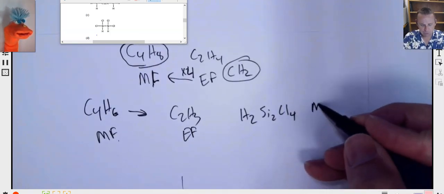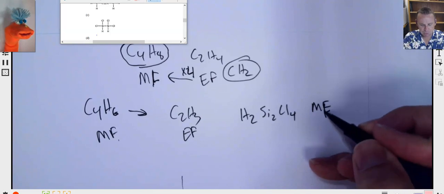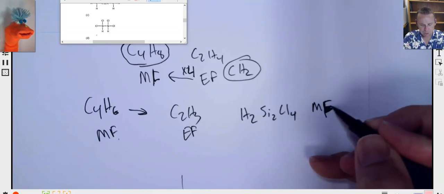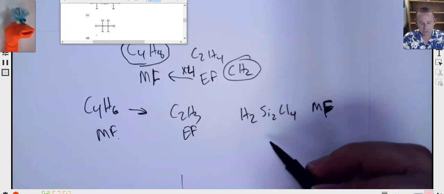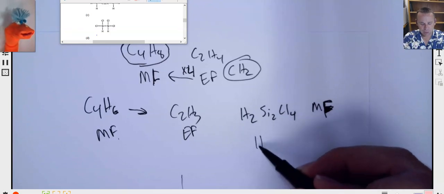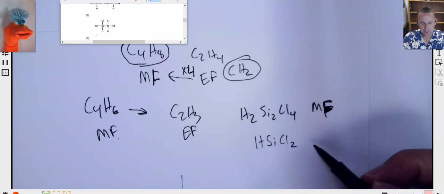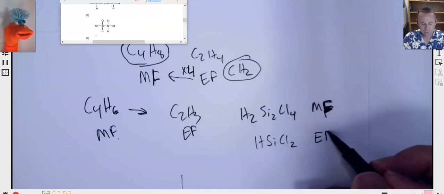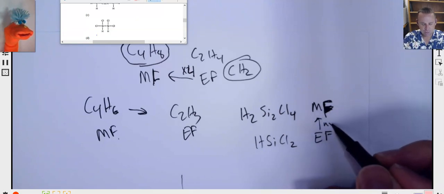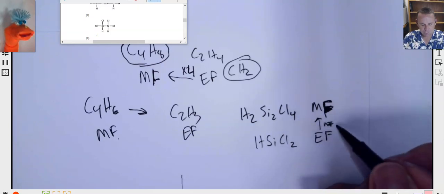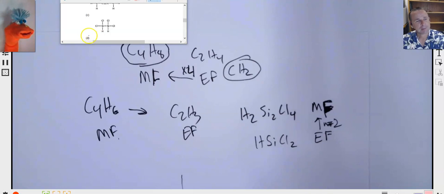Okay, molecular formula. How about the empirical formula? That's an F. HSiCl2. Oh, yeah. Okay, good. So, again, the multiplier is n times, or n equals what? Times 2? Yeah. Okay. All right.